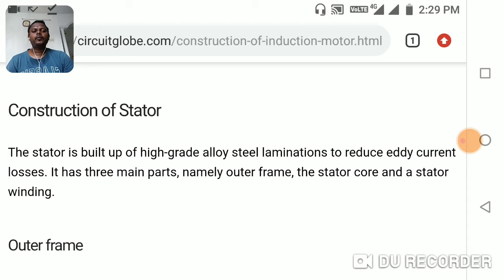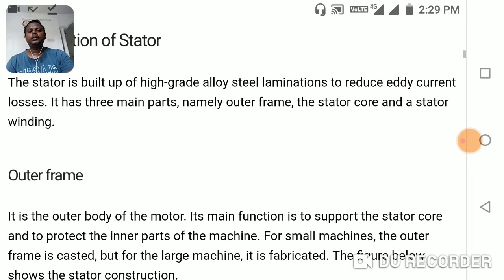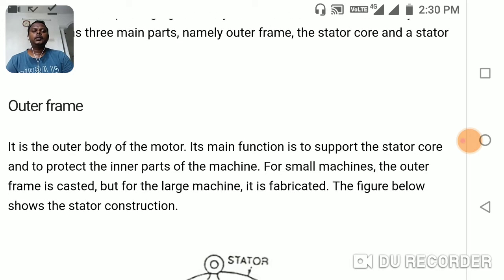The stator is built up of high-grade alloy steel laminations to reduce eddy current losses. As we studied previously, what is eddy current loss and what is hysteresis loss and what is core loss, everything we have studied in EM1 itself. And now it has three main parts, mainly the outer frame, second one the stator core, the third one is the stator winding. Why are three things in the induction motor stator? The first thing is the outer frame.